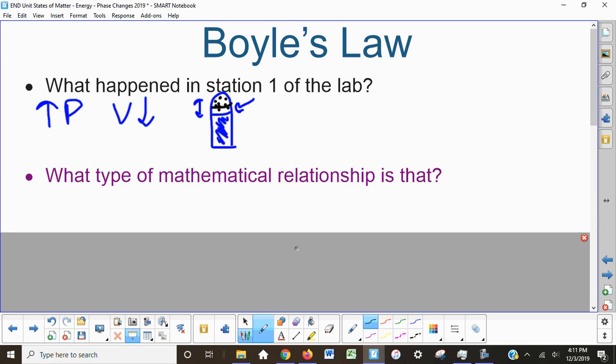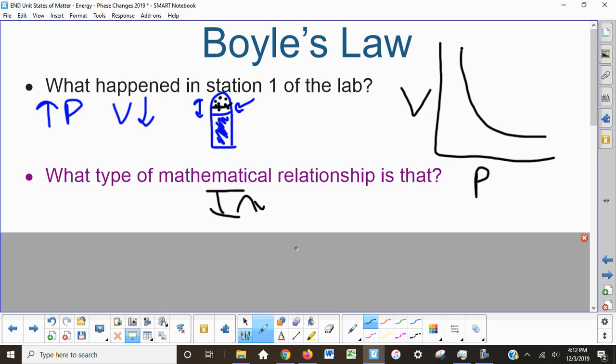And a mathematical relationship for that, if you look at pressure and volume: when you increased the pressure, the volume went down, and vice versa. This is called an inverse mathematical relationship. As one variable goes up, the other goes down. So if pressure decreased, the volume increased.